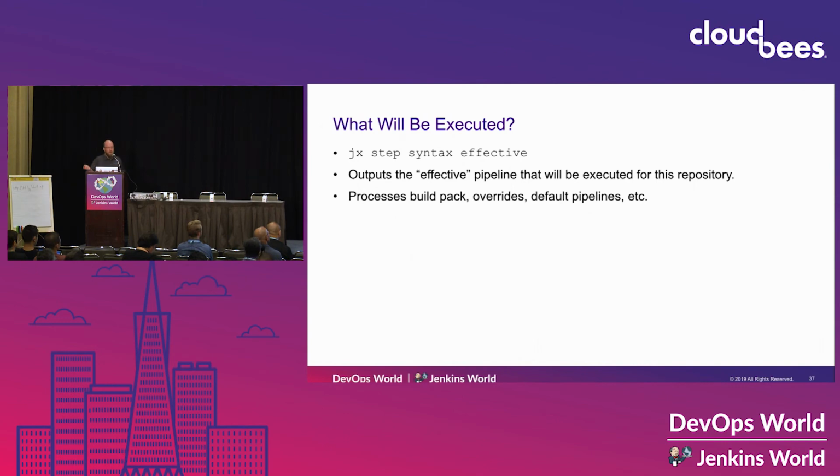If you're using inheritance, if you're using build packs, if you're using default pipelines, what's represented in your Jenkins X YAML is not explicitly what's going to run. You may want to actually be able to look at it and say, what's actually going to happen here? So inspired directly by Maven's effective POM command, we have jx step syntax effective. It reads your Jenkins X YAML or build pack, et cetera, figures out what the actual effective pipeline will be that will get executed, and prints out basically a Jenkins X YAML with that effective pipeline.